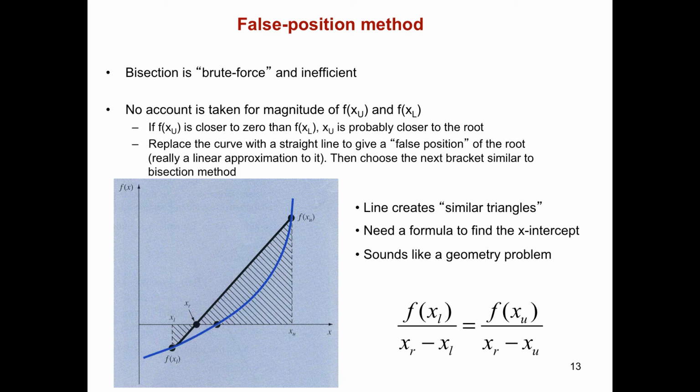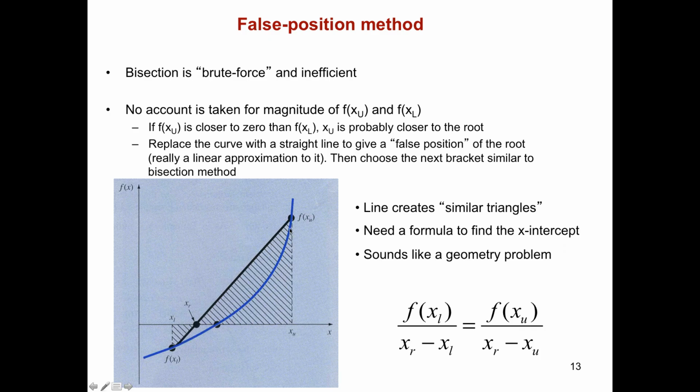So if this is my function on xl, xu, okay? f of xl here is negative, f of xu here is positive, so that is a good bracket. If I did bisection, all bisection would do is halve this in two. But I can actually take a look at the function, and its root is right here.